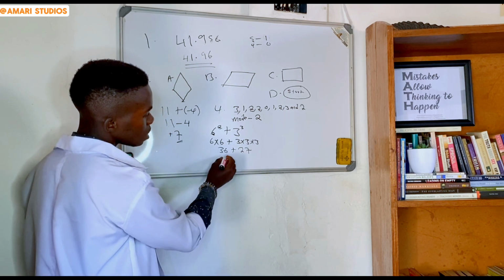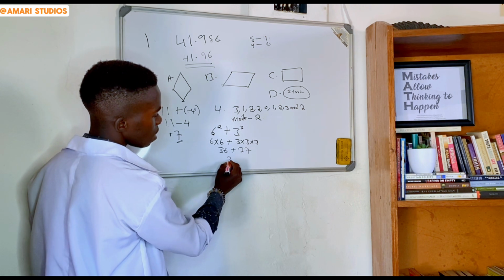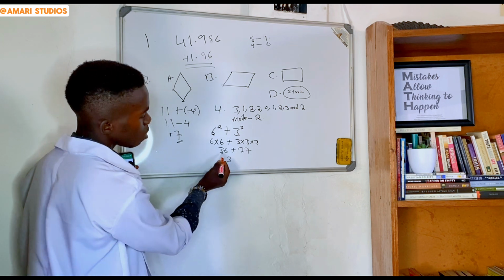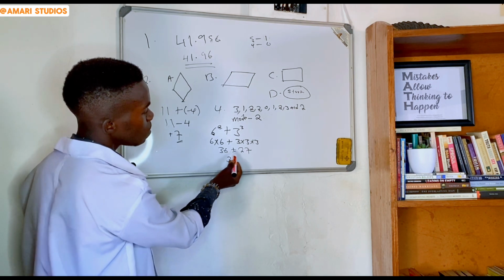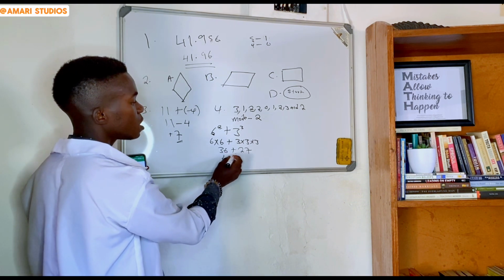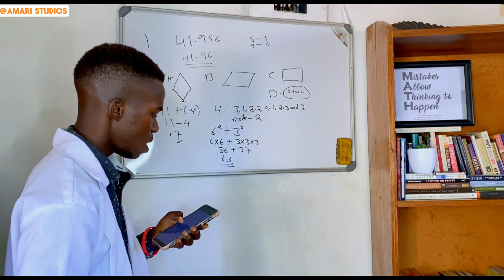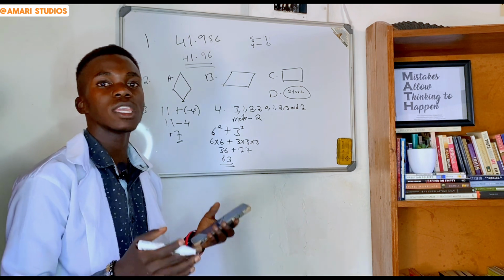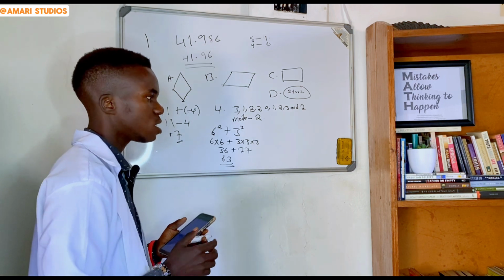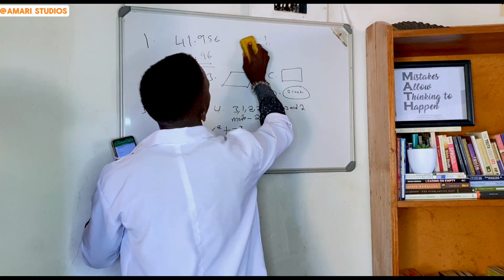Then when you add these two numbers, 6 plus 7 is 13, which is 3 remainder 1. Then 3 plus 2 is 5, plus the remainder is 6. So 36 plus 27 gives you 63. According to the multiple choices given in this past paper, the answer was supposed to be A, which is 63. So we move to the next question.